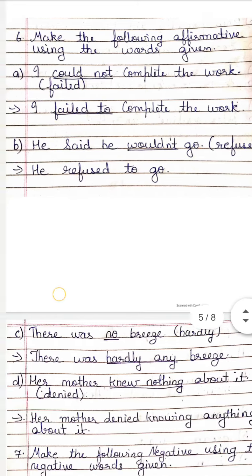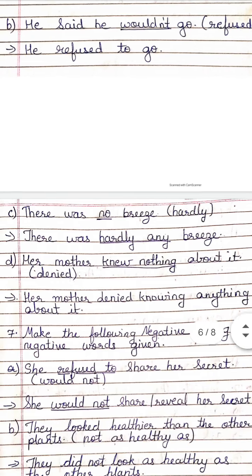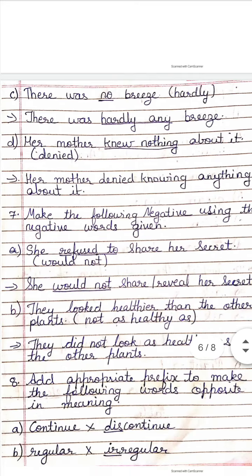He said he wouldn't go. So here the word given in the bracket is refused. He refused to go. That's it. Wouldn't go means would not go. So not is a negative word. So this is a negative sentence. Thereby when I used refused, it itself is the positive word for a negative meaning. So refused to go, this word you can use in a sentence and the sentence becomes affirmative.